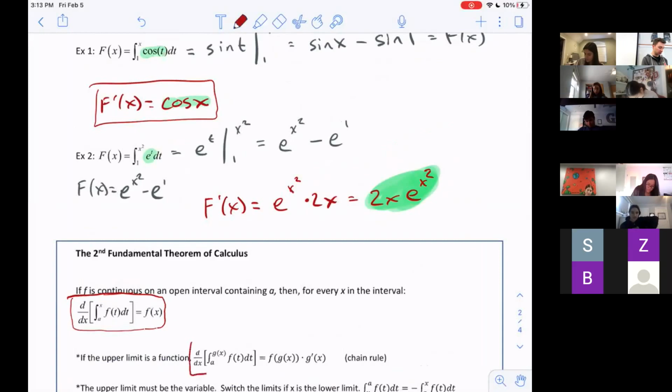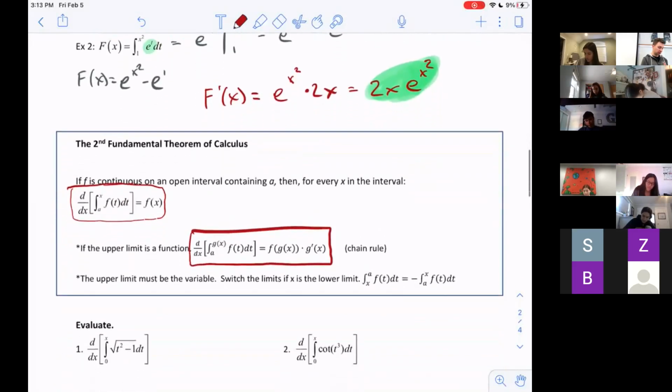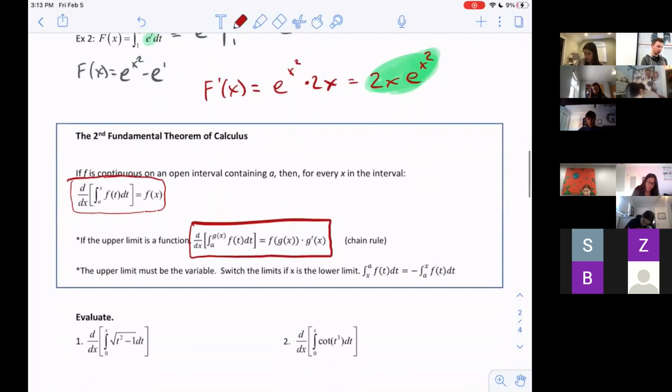So we get the second version of this. Really, I tend not to even think about that one, just so we don't forget about the chain rule. And then a little note at the bottom: we need the upper limit to be the variable. So if it's not, switch them. To switch the limits, you make it negative, the opposite of the integral from a to x.